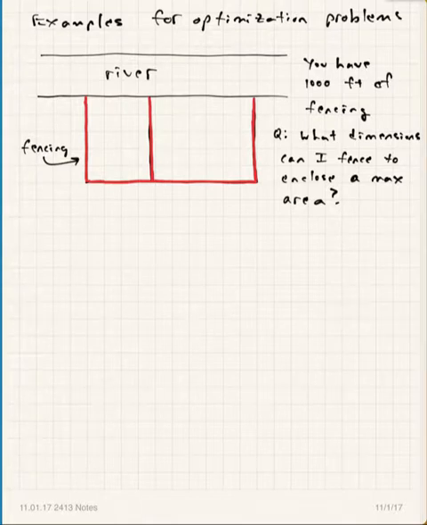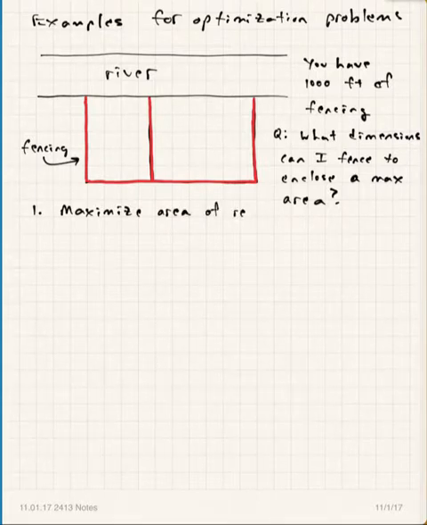So what we're going to do is walk through the steps that I outlined on the previous 2 pages for how to set up and solve a problem like this. Step 1 is to identify the quantity that you're trying to maximize or minimize. In this particular problem, the quantity that you're trying to maximize is the area. So we're trying to maximize the area of the rectangle, and we're going to call this capital A.